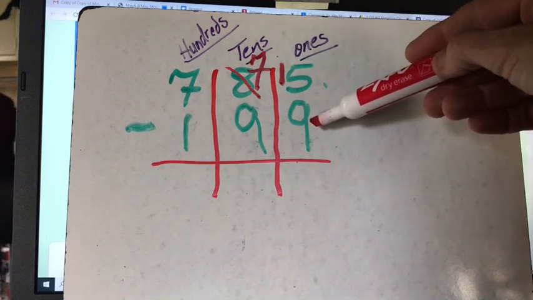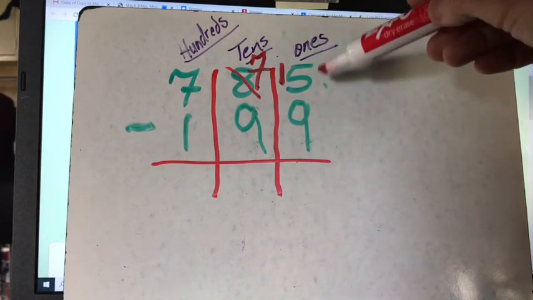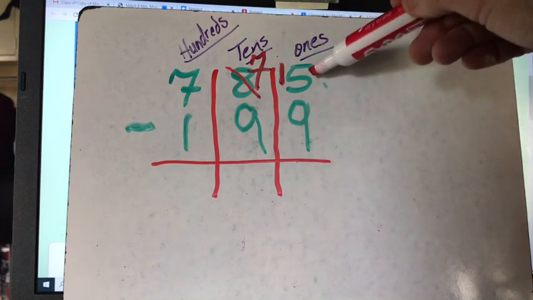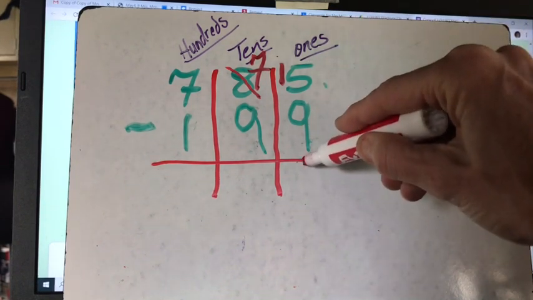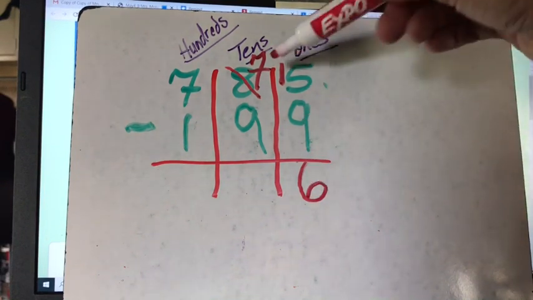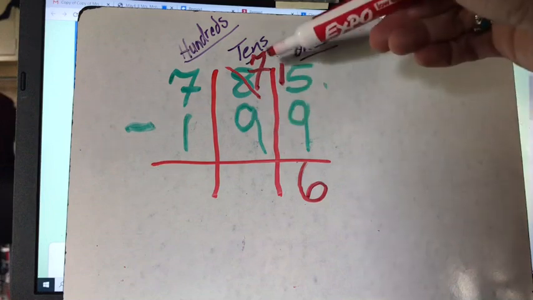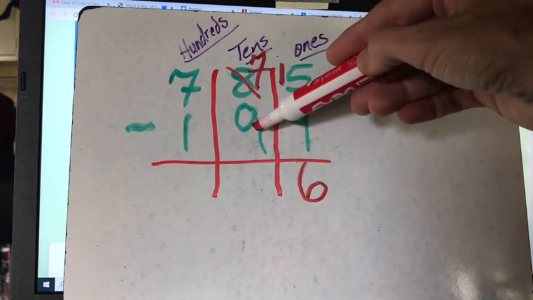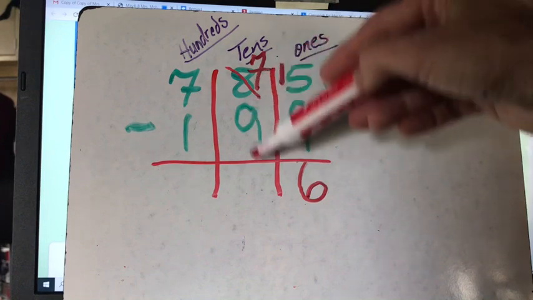15 minus 9. If I'm at 15 and I take away 9, or I can count up, 9 plus what gives me 15? So 6. 15 minus 9 is 6. 7 minus 9. Uh-oh, this is a smaller number on top. So if I subtract, I'm going to have a negative. I'm going to have negative 2.